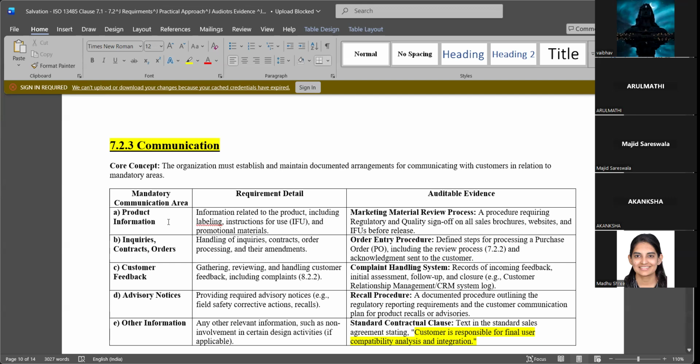What are the areas of communication? We give product information, inquiries, contracts, purchase orders. This is very important for the company. We need to have customer feedback. We should ask for the feedback of the device, which I will tell you when I come to clause 8. Customer feedback is a very proactive option. It's a part of PMS to have customer feedback. And I tell you, as per EU MDR, European regulations, you should have 5% of customer feedbacks completed. You know what I mean by 5%?